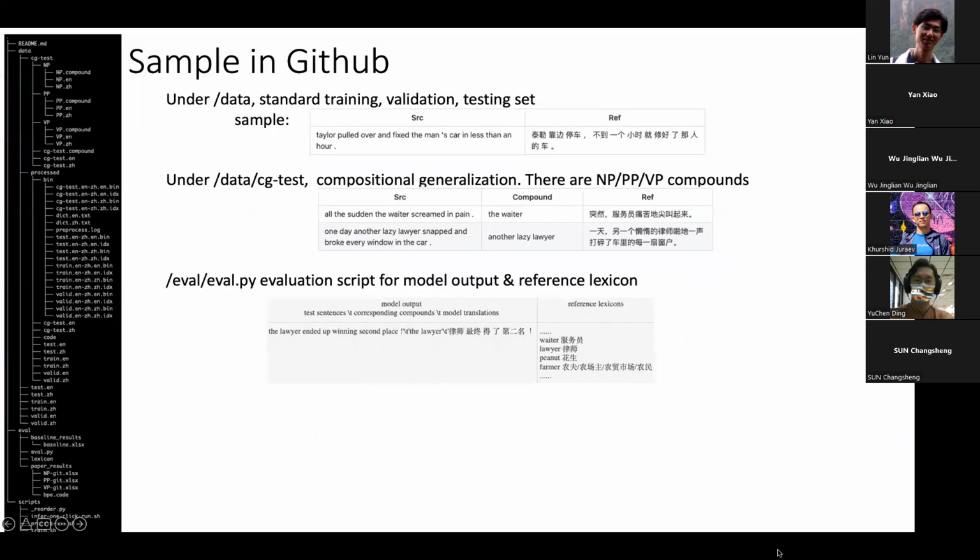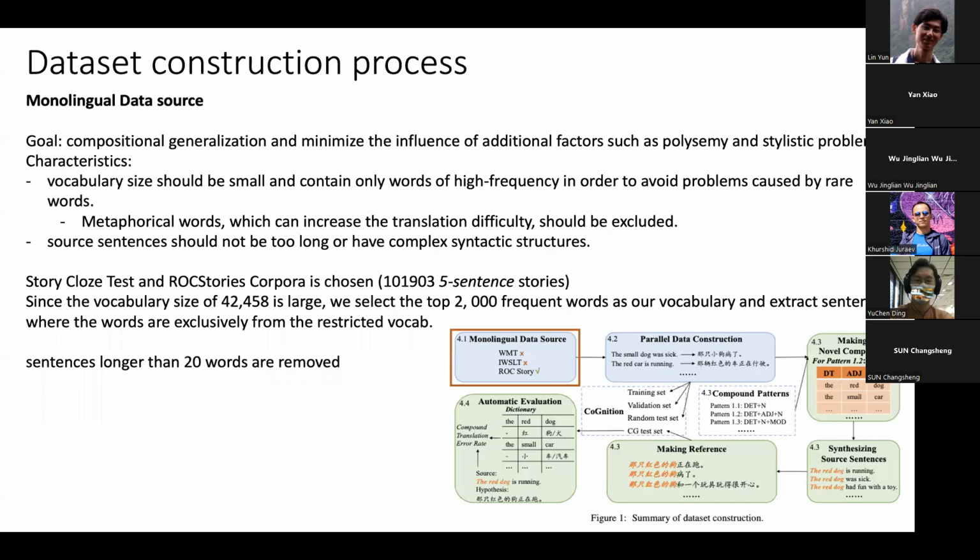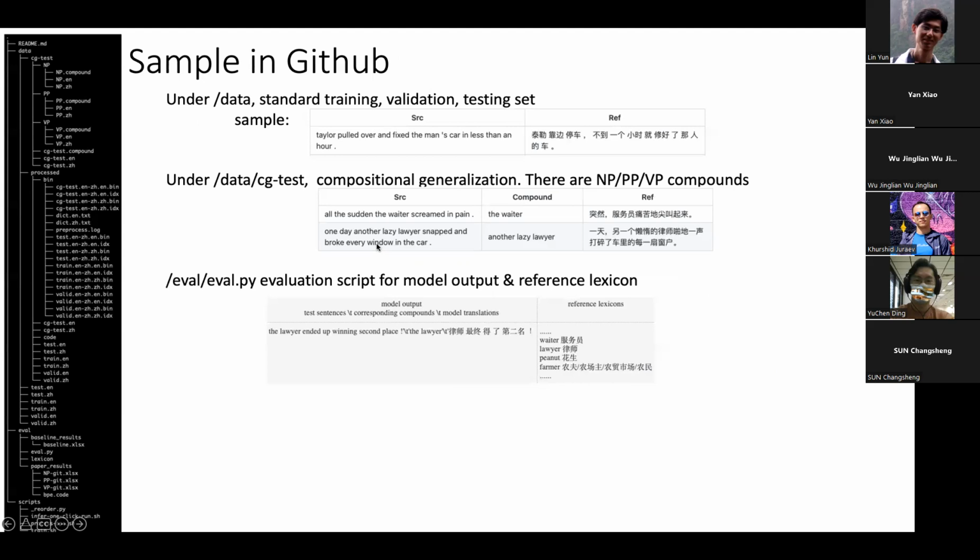Sorry, I would still like to confirm this. So this is a data set for evaluation, right? The compounds are the waiter and another lazy lawyer. And how do they derive this compositional data set? Here we were talking about evaluation, right? For certain problems, we would construct training data specific to that problem. And how do they do this?